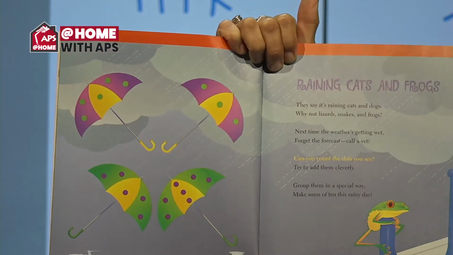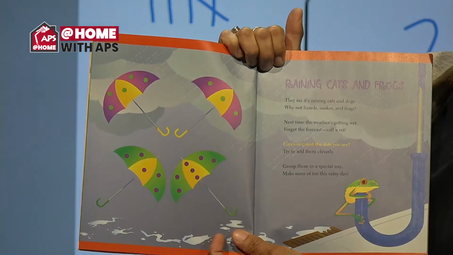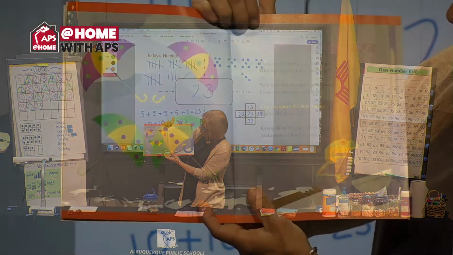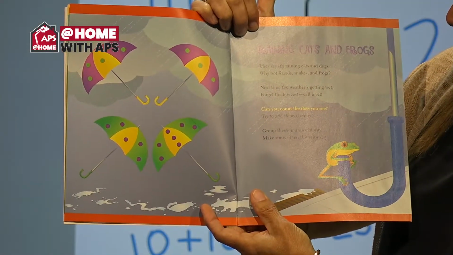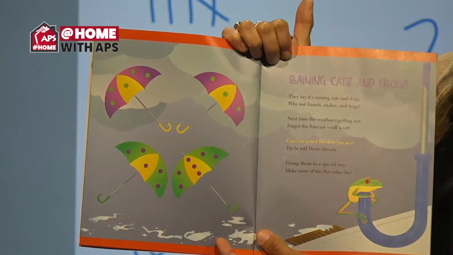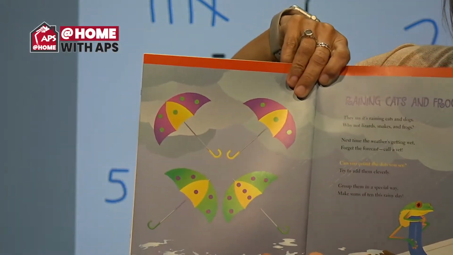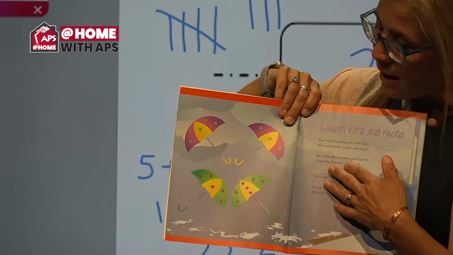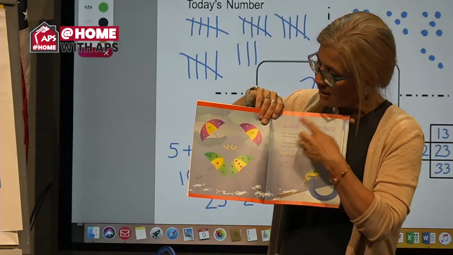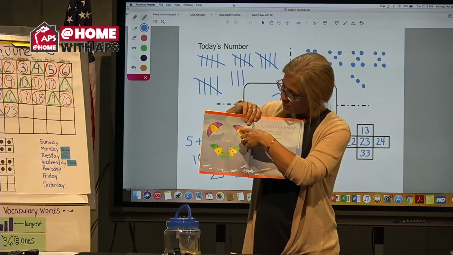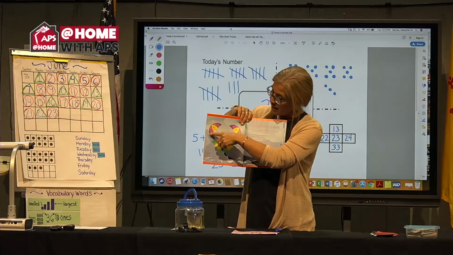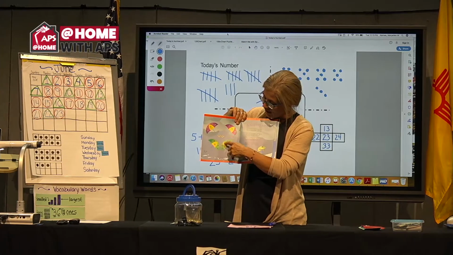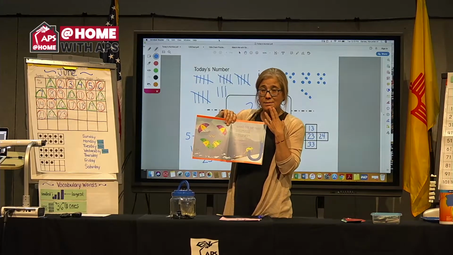Try to add them cleverly. So here's where our hint comes in, right? We're counting the dots, and they want us to add them cleverly, so I bet that means some grouping. Group them in a special way. Make sums of 10 this rainy day. So if you look at those umbrellas and the dots that are on them, how can we make sums of 10? Let's see, this one has 1, 2, 3. This one has 5. This one has 3 in the middle, 4, 5, 6, 7. We have a 3, a 7, a 5.